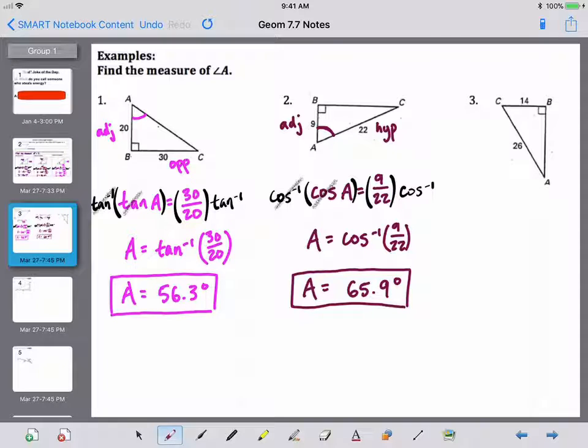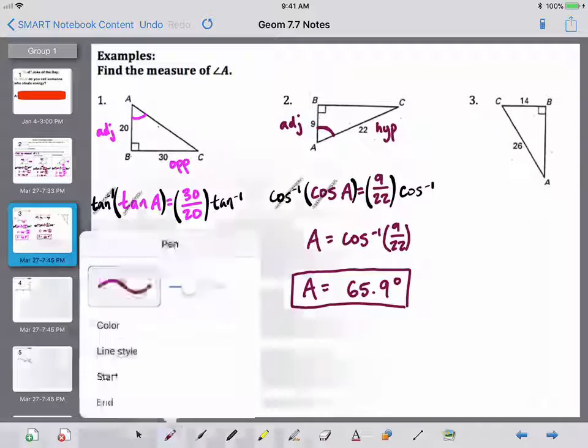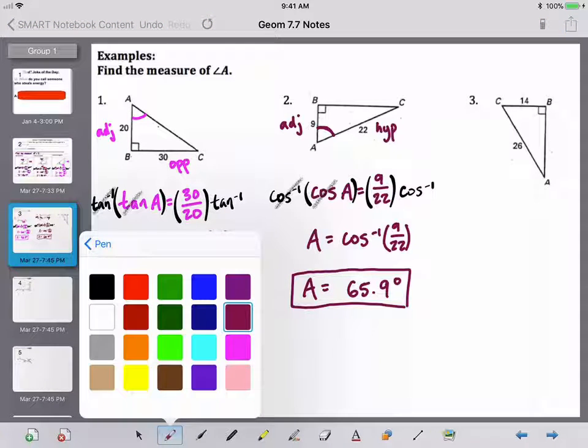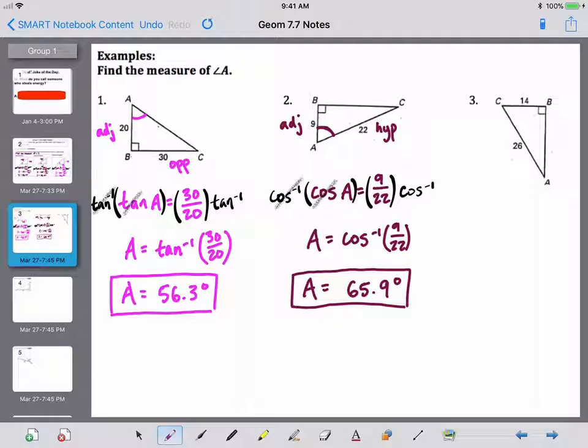All right, so there we go. And lastly, we need to look at an example of using sine. So we're looking at angle A again. This 14 across from angle A is opposite that angle. And 26, notice, is the hypotenuse. So if you have opposite and hypotenuse, that means you're going to use sine. So sine of that angle A is the length of the opposite divided by the length of the hypotenuse.